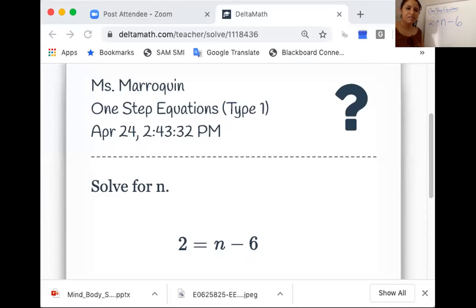All right, let's do one more example. Here I pulled up another problem on Delta Math, and I also wrote it on the board. So 2 equals n minus 6. Put my train tracks down. Here's my variable, the letter n, and I have minus 6. The opposite of subtraction is addition. So we will add 6 to both sides of the equation. Negative 6 plus 6, those are opposites. It becomes 0. Bring down your n, equals 2 plus 6 is 8. So our answer is 8. n equals 8.